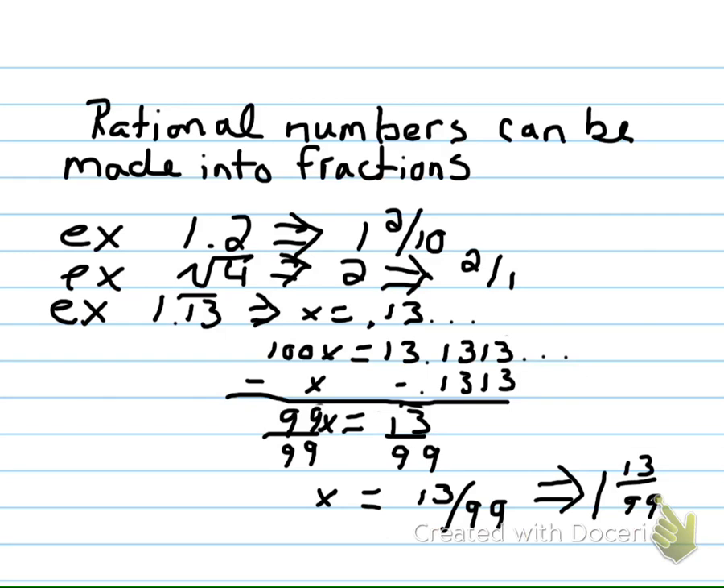So my first reminder is that rational numbers can be made into fractions. So for example, 1.2, which I read as 1 and 2/10, is the fraction 1 and 2/10. So that's a fraction. That has to be a rational number. Square root of 4, which is equal to 2, that could be written as a fraction 2 over 1.